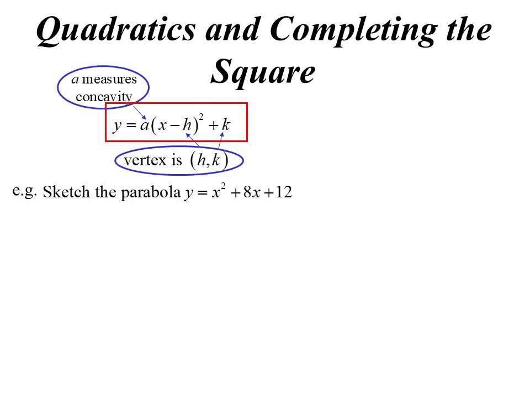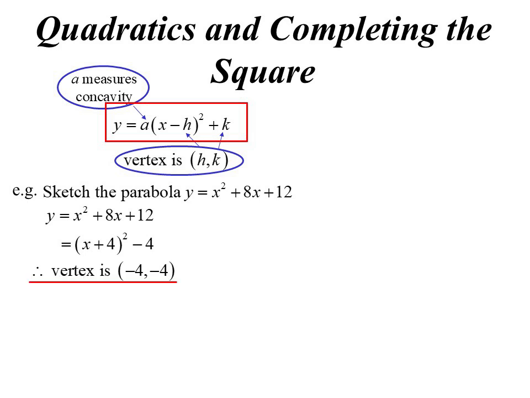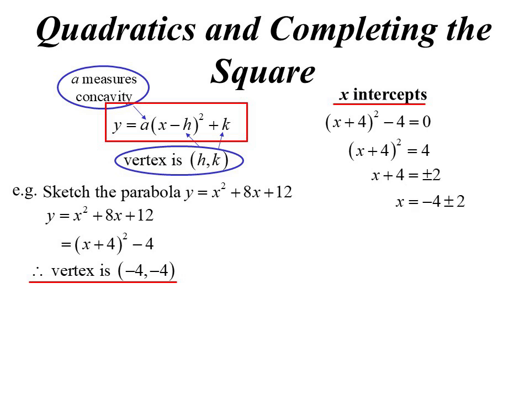So back to the example that we did yesterday, I'm not going to sketch it again, but sketch the parabola x squared plus 8x plus 12. If I complete the square on that, well, half the coefficient of x is 4, so I know it's going to be x plus 4 squared. If I was to expand that out, I'd get 16, not 12, so I need to subtract 4. I can see the vertex straight away. There it is, it's minus 4, minus 4. The x-intercepts, well, now that I've completed the square on it, I can just go x plus 4 squared is 4 and find them that way.